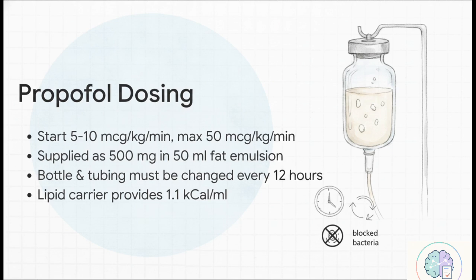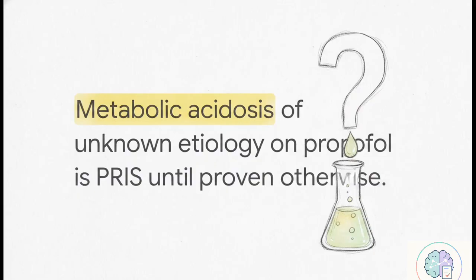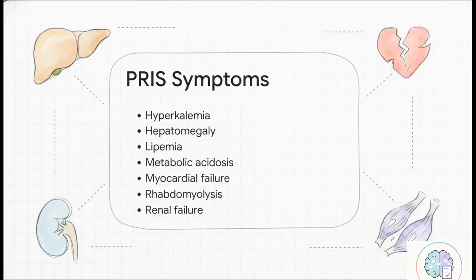Okay, everyone, pause for a second because this next point is a critical, can't-miss clinical pearl. If a patient on a propofol drip suddenly develops metabolic acidosis of unknown etiology, it is propofol infusion syndrome, or PRIS, until proven otherwise. And the PRIS constellation of symptoms is incredibly severe. We're talking hyperkalemia, hepatomegaly, lipidemia, metabolic acidosis, myocardial failure, rhabdomyolysis, and renal failure. It's a cascading disaster, which is exactly why you have to stay vigilant.